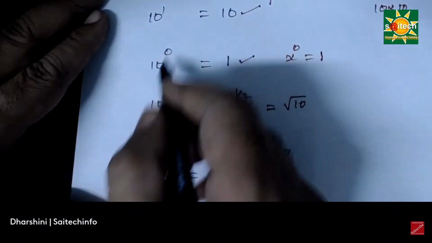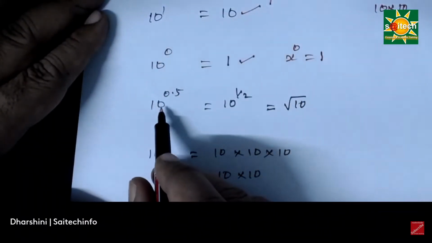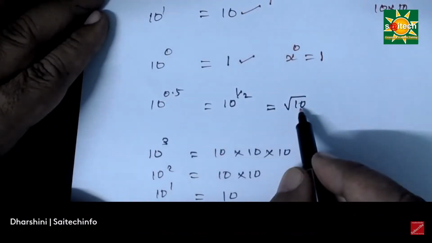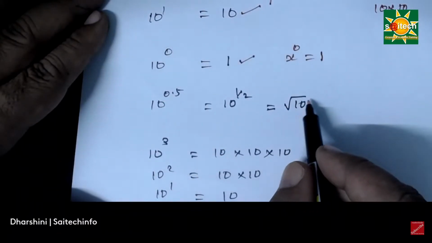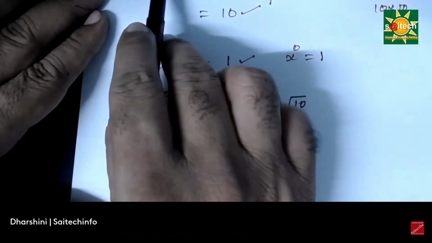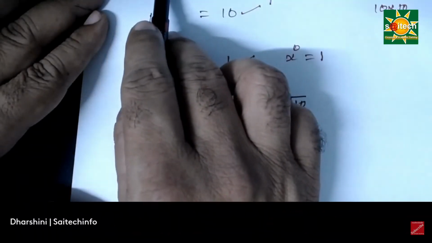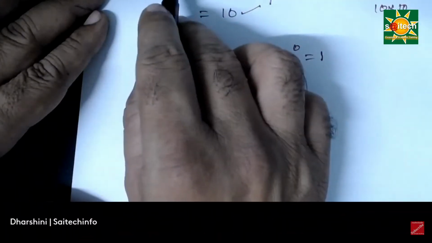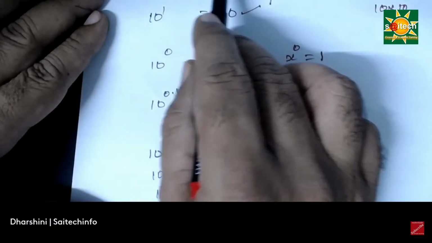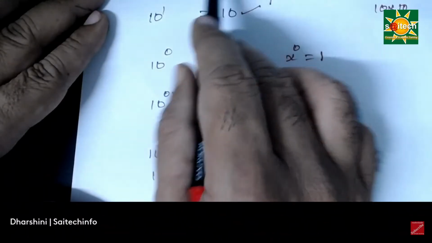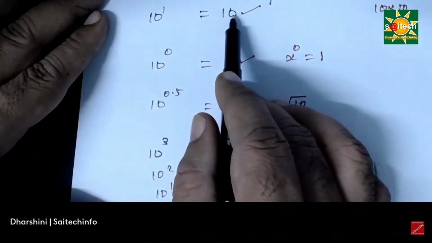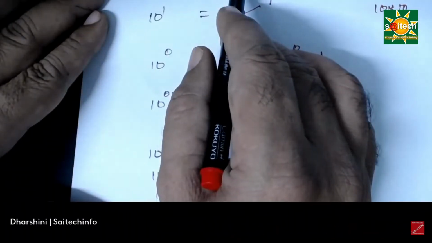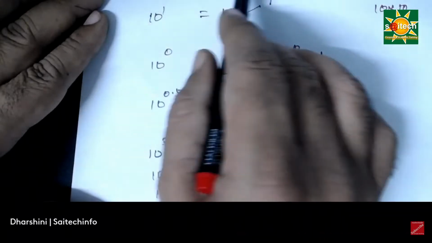Now let us further come down. 10 power 0.5, which is nothing but 10 power half, that is root 10. So in the previous cases, how many times should 10 be multiplied so that we can get 100? It means 2 times you had to multiply, we can get 100. If you take 1 time, 10; if you take 0 times, 1; if you take 3 times, 1000; if you take 4 times, 10,000; likewise it goes.